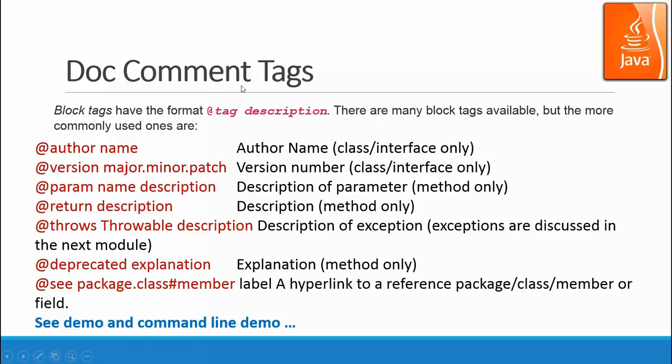The common documentation tag in Javadoc is author. You put your name or a teammate's name here, and the version: major, minor, and patch. And you put your parameters for certain methods or the return value for certain methods. Or you can throw a certain IO exception to describe what kind of exception it is. So let's look at the demonstration.